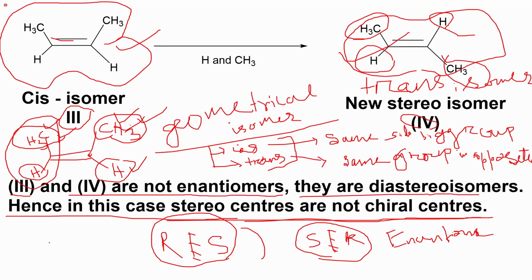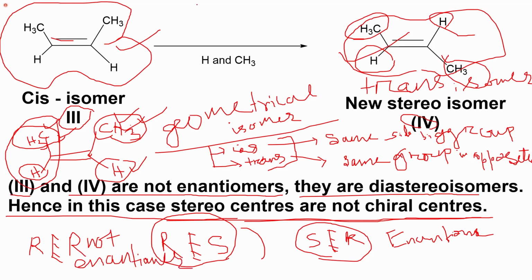This is called an enantiomer. So let's say you have an R, but still you are generating R. Then it is not an enantiomer. This is not an enantiomer.